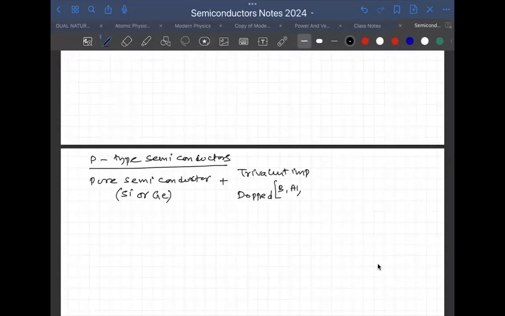P-type semiconductor: you have the original pure semiconductor doped with a trivalent impurity, such as boron, aluminum, indium, gallium, etc. This makes a P-type semiconductor. Now I'll just show you the structure of this system.